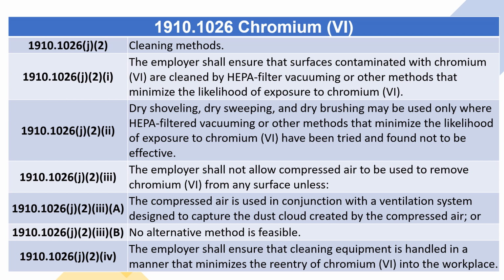1910.1026(j)(2) Cleaning methods. 1910.1026(j)(2)(i) The employer shall ensure that surfaces contaminated with chromium (VI) are cleaned by HEPA filter vacuuming or other methods that minimize the likelihood of exposure to chromium (VI).